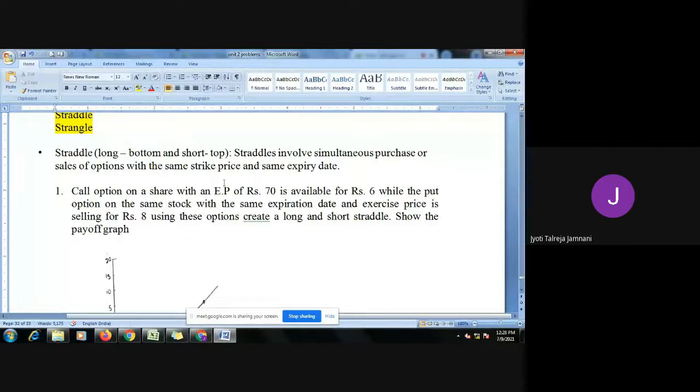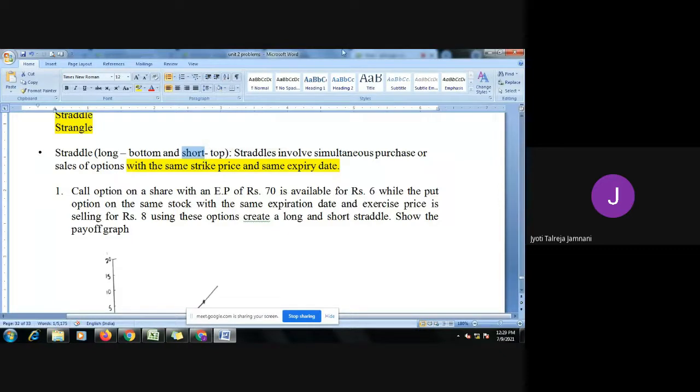Now, what does it basically mean? One important thing you have to remember, straddle involves simultaneous purchase or sale of options with the same strike price and expiry date. So both the call and put option will have the same exercise price and the same expiry date. In long straddle, you only buy. So you buy a call and you buy a put. In short straddle, you sell a call and you sell a put. The word long means buy, and the word short means sell.